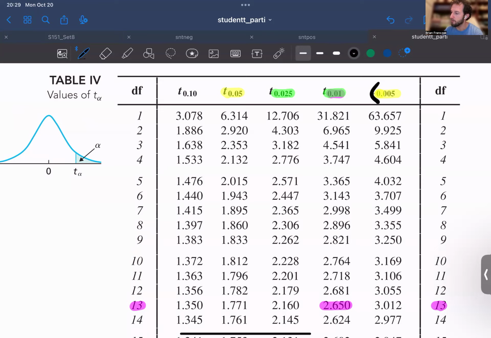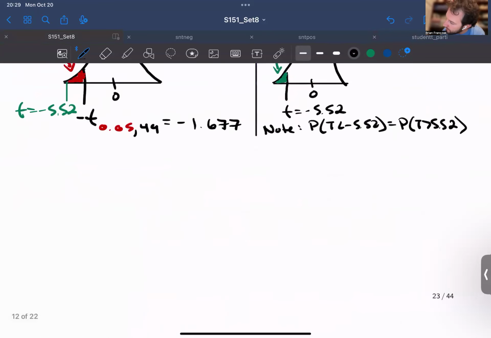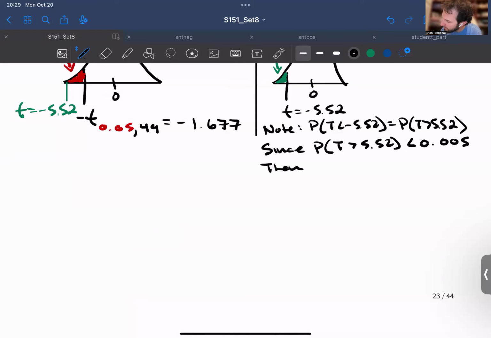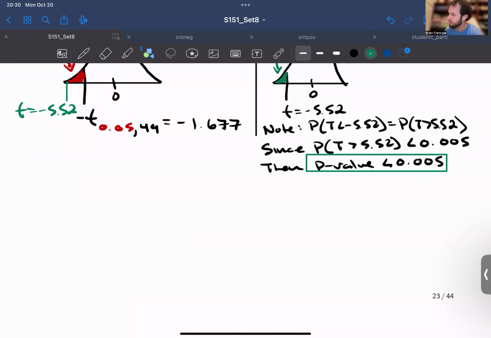So here we can say, since the probability that T is greater than 5.52 is less than 0.005, then the p-value is less than 0.005. Okay, so then this is our p-value for this problem.